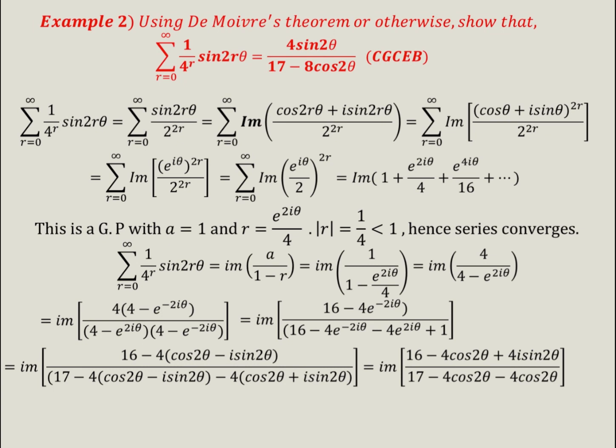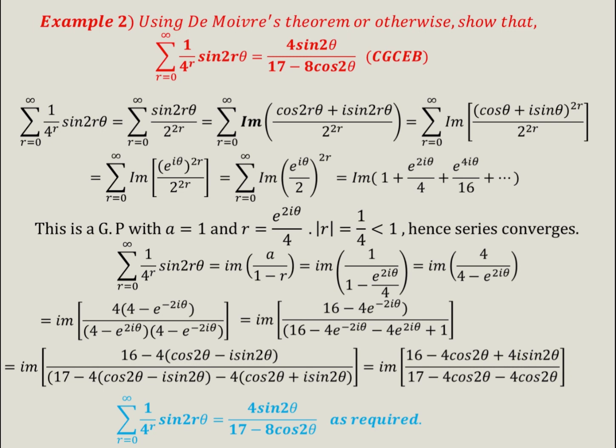And in the next step, we now have to convert the complex number from exponential form into polar form, because it is only in the polar form that we can read the imaginary part of the complex number. So the polar form would be this, which we can simplify to have 16 minus 4 cos 2 theta plus 4I sin 2 theta all over 17 minus 4 cos 2 theta minus 4 cos 2 theta.